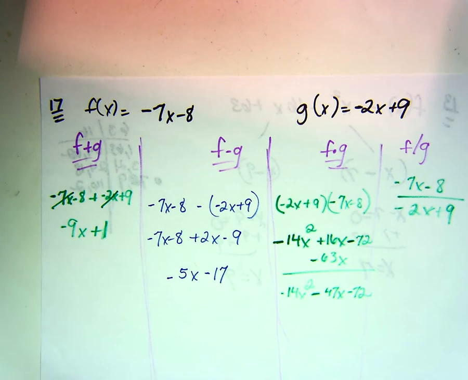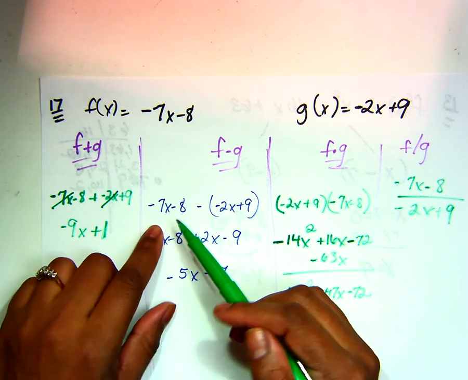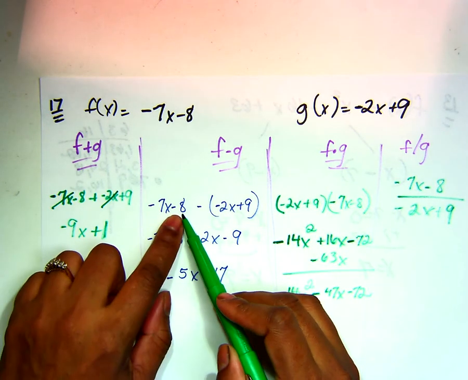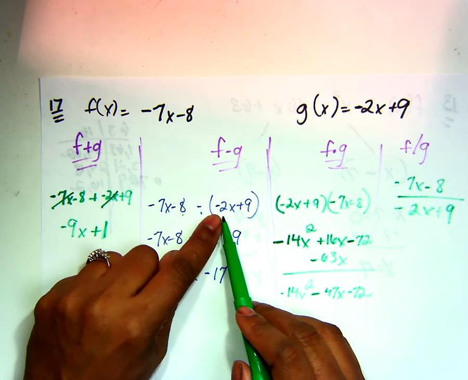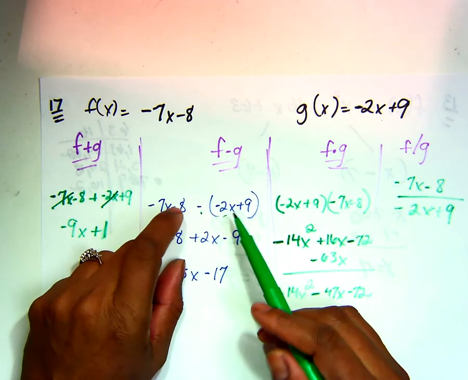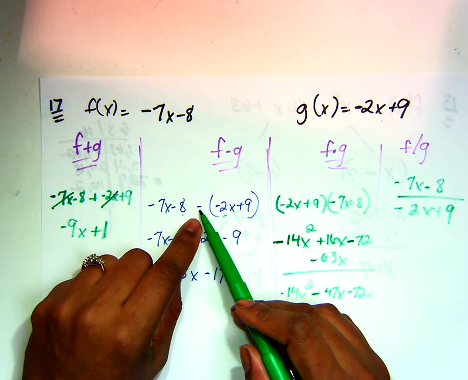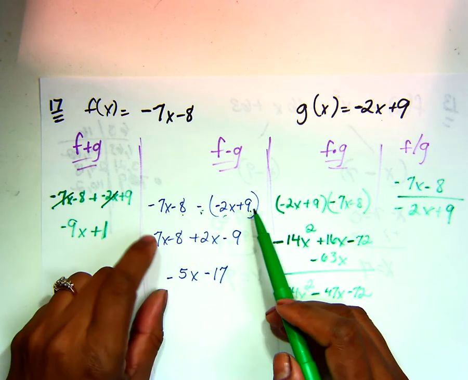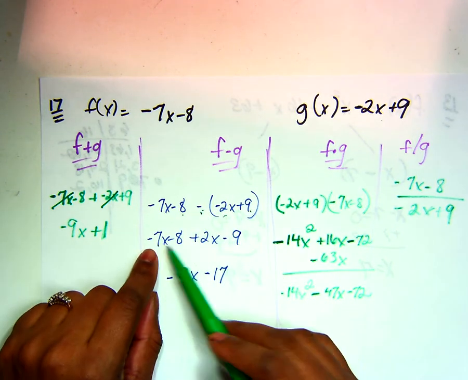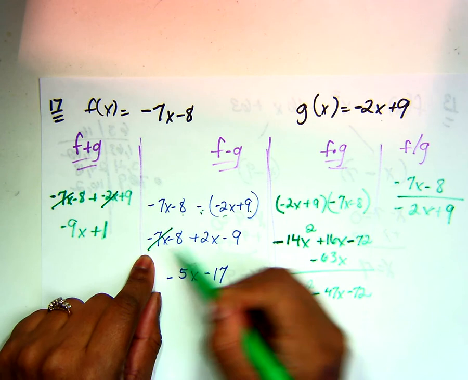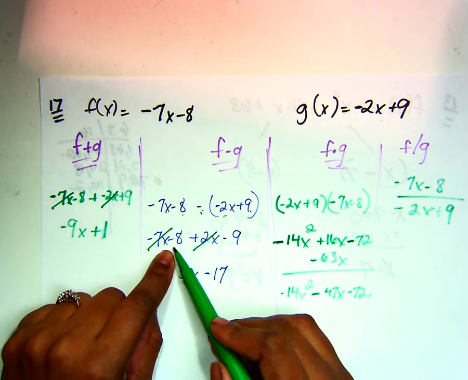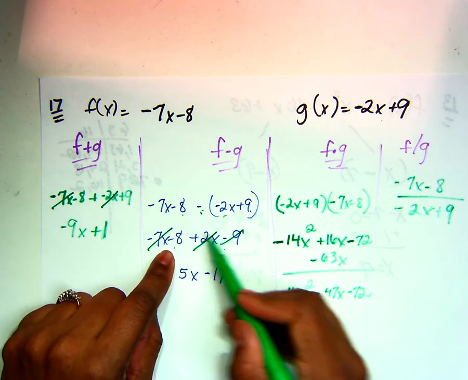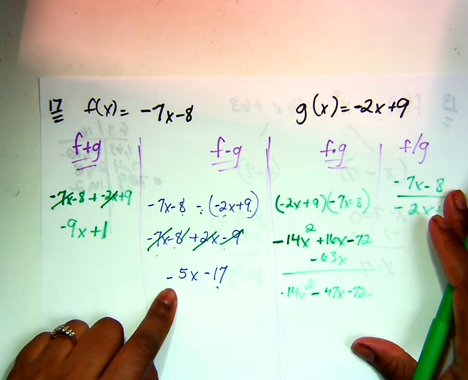When we do f minus g, negative 7x minus 8, which is your f of x, that minus sign is going to change everything in g of x now. So we know that two negatives give a positive, and that minus will make that a minus. So we got negative 5x, because that's a positive, negative 7 positive 2, and then negative 8 minus 9 gives us negative 17.